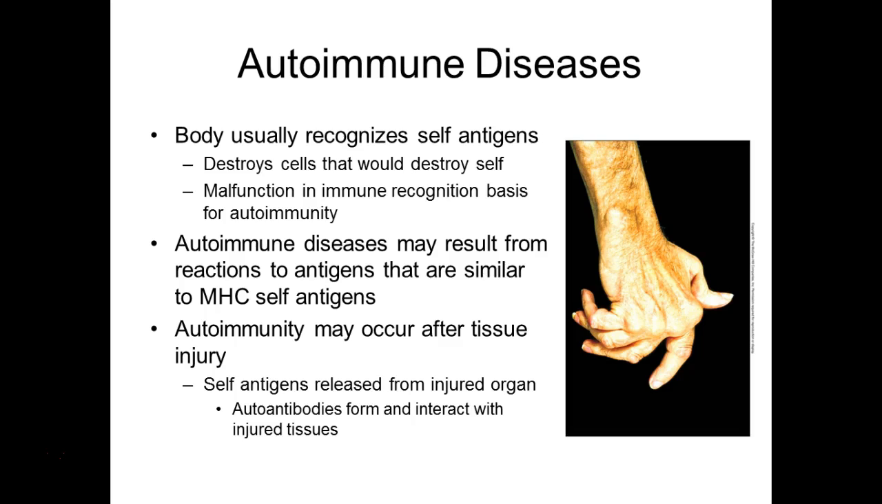So this is where, as I said, the body usually recognizes self-antigens and doesn't attack them. In this case, we are recognizing ourself as being foreign and attacking it, as if it is something dangerous. So we destroy our own cells or our own products of our immune system. It could be a malfunction in the immune system that's causing this rejection. There's also a belief of kind of cross-reactivity. So they believe that it may result from reactions to antigens that are similar to our MHC self-antigens.